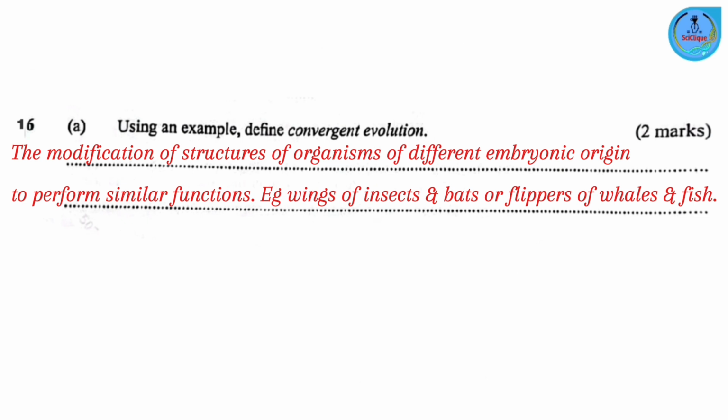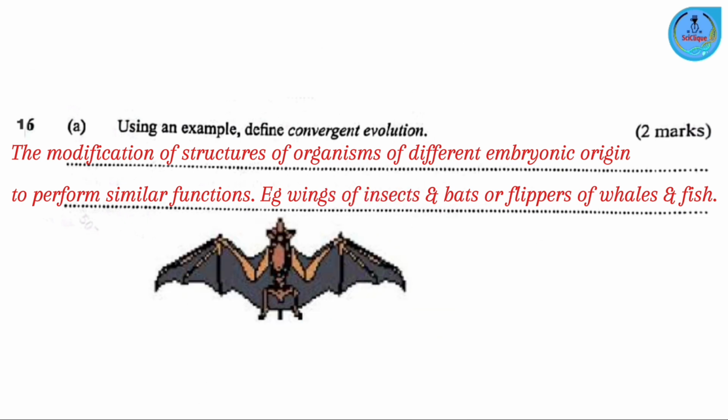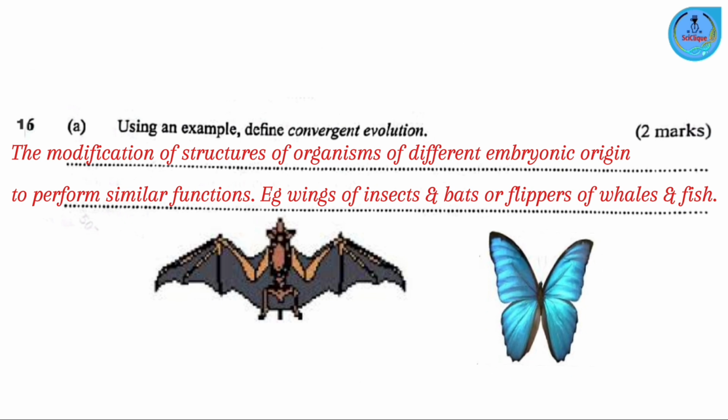Now, evolution is a topic that is discussed in Form 4. It's actually the second chapter in Form 4. Now, when it comes to convergent evolution, what happens is that you're going to have organisms that don't have a common ancestry. They're not closely related to one another. Let me give an example of insects and bats.